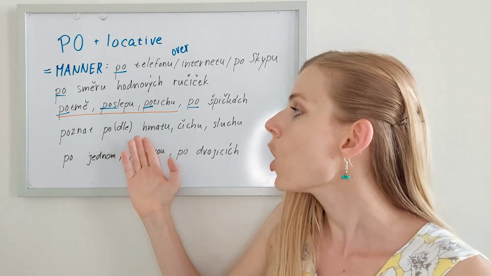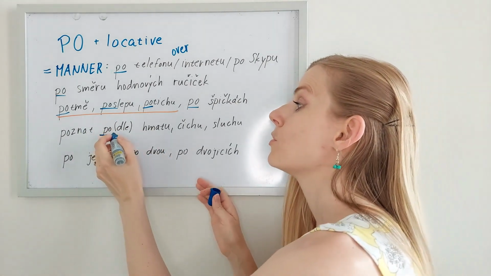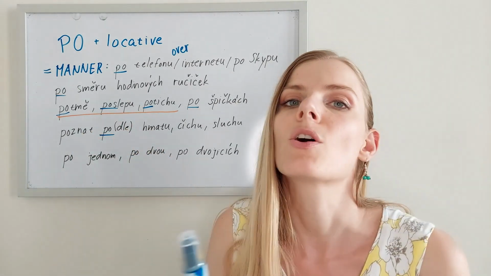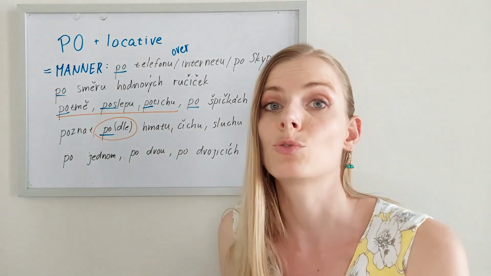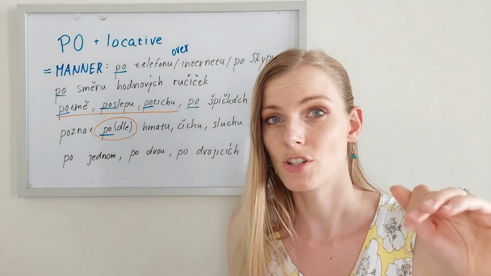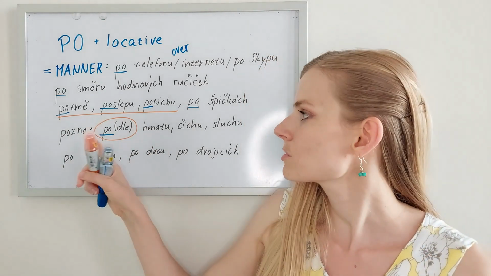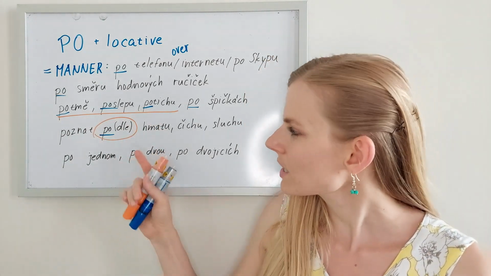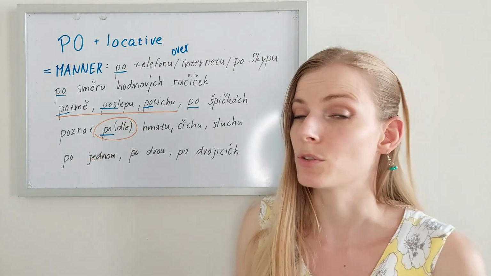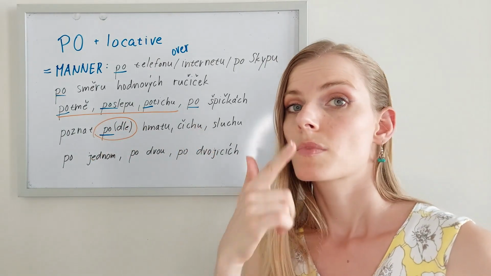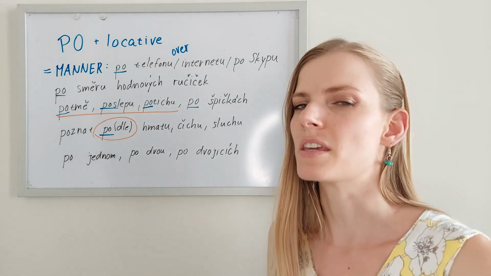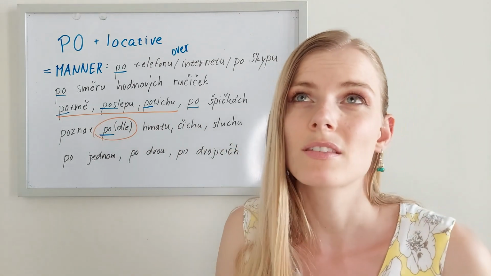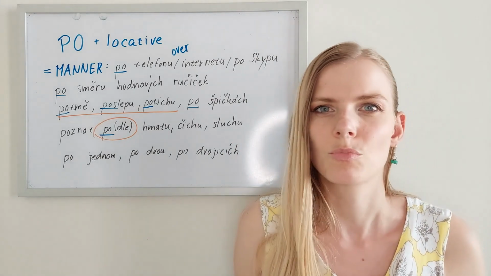And then there are common expressions with the verb poznat, to recognize. Poznat po, or you could even say podle. Podle means according to, but it's also possible to say po. Poznat po hmatu, to recognize by touch. Poznat po hmatu, poznat podle hmatu. But actually it's more common to say po hmatu. Po čichu, by smell. Po sluchu, by ear, by hearing. Po zraku would be by sight, but it's not very common to say po zraku.